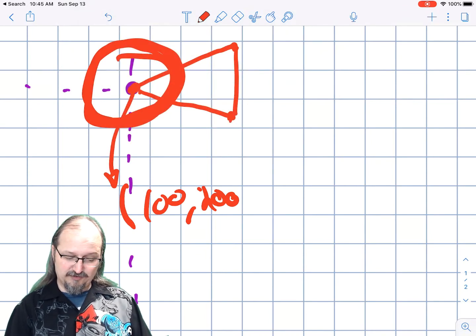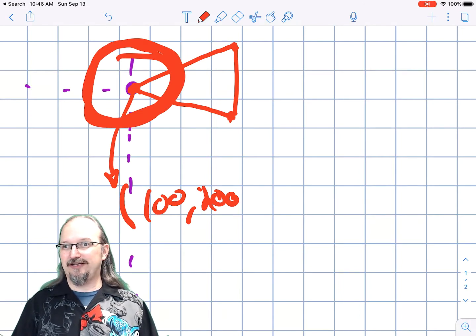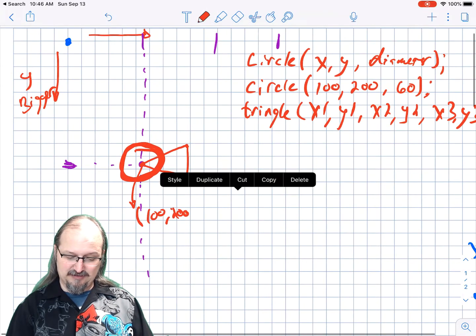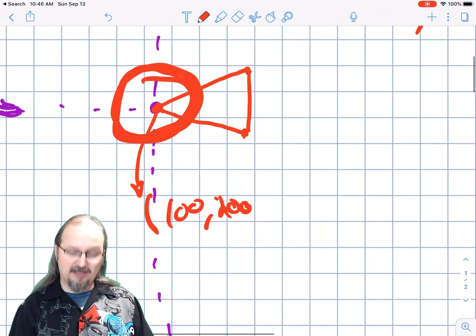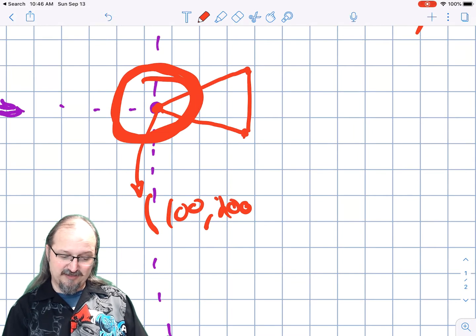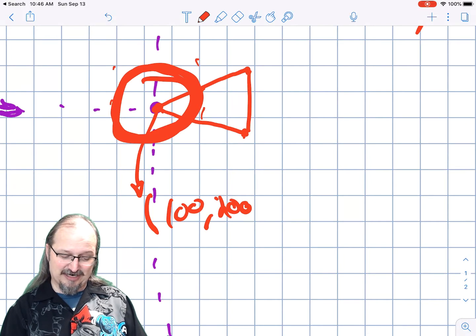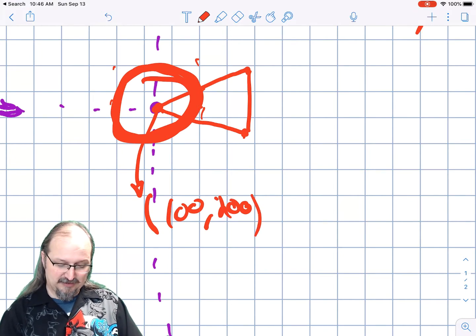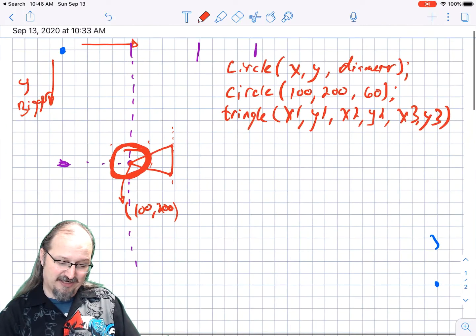All right, so we know to get from here all the way to here, that's more than the diameter it looks like, right? So remember that we said the diameter of our circle was 60. That would mean from here to here is 60, so from the center out is 30. So it looks like we need to go a little bit more than 60 to get from the middle of the circle to our tail, right?